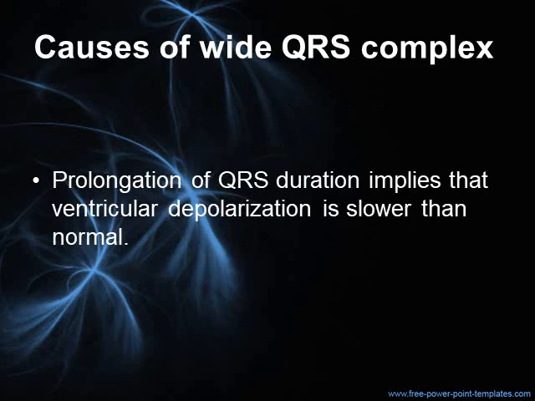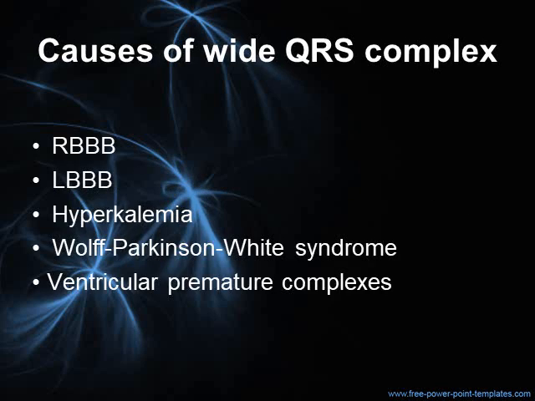Causes of wide QRS complex: prolongation of the QRS duration implies that ventricular depolarization is slower than normal. The causes are mainly bundle branch blocks, right bundle branch block and left bundle branch block, hyperkalemia, pre-excitation syndromes like Wolff-Parkinson-White syndrome, and premature ventricular complexes.